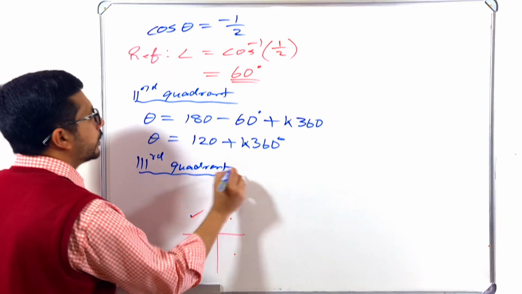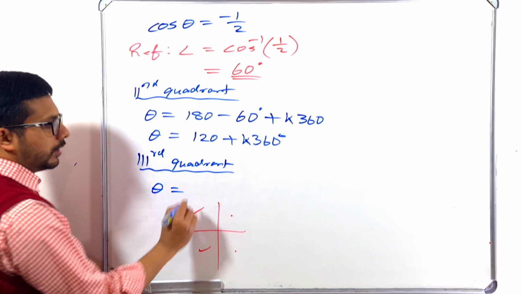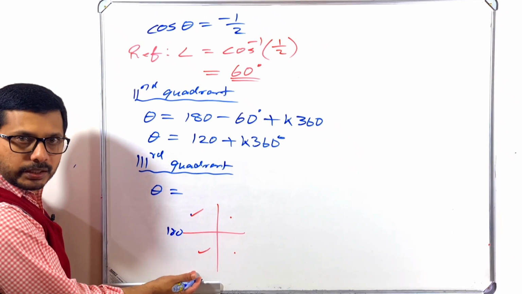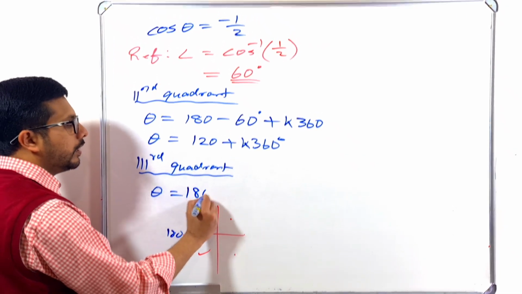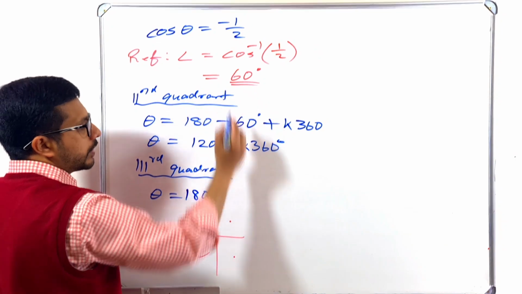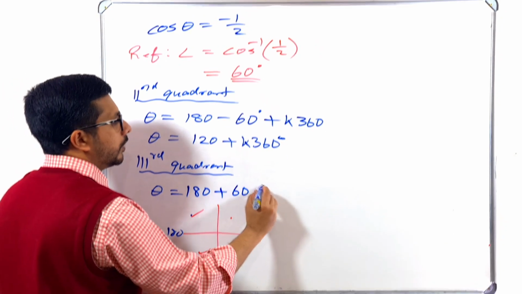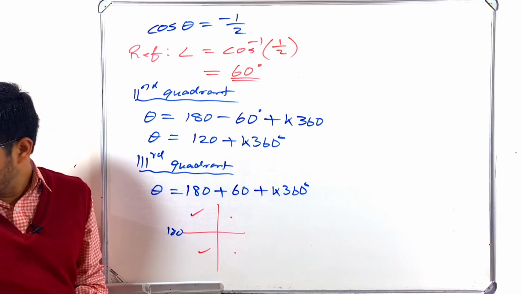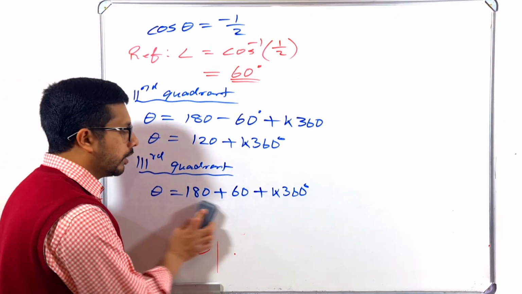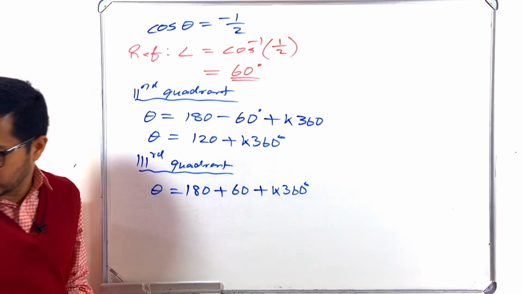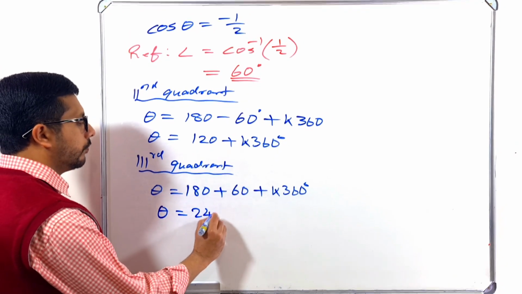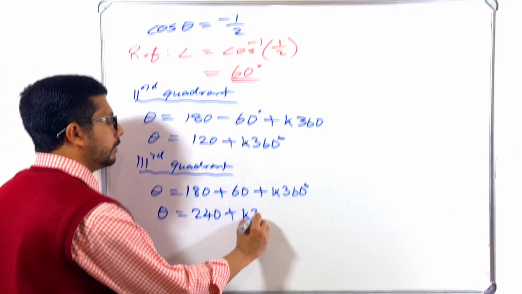Okay, so what about the third quadrant? Theta is equal to, in the third quadrant, how can you write? 180 plus theta, am I right? So it is 180 plus the reference angle, 60, plus k 360 degrees. So what is 180 plus 60? 240 degrees. Okay, so theta is equal to 240 plus k 360.